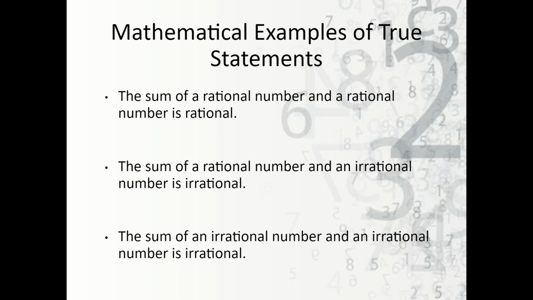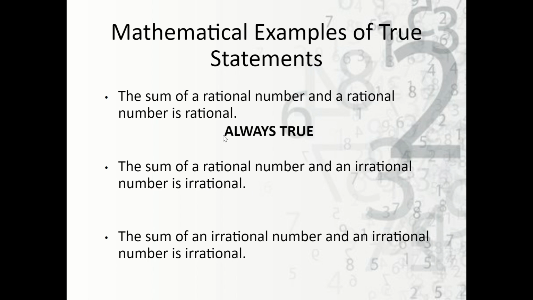The sum of a rational number and a rational number is rational. Well, basically what that's saying is, if I add 2 fractions together, is there any way to get something other than a fraction? Well, we know that we can't get pi or e or square root of 2 by adding 2 fractions together, so therefore this is always true.